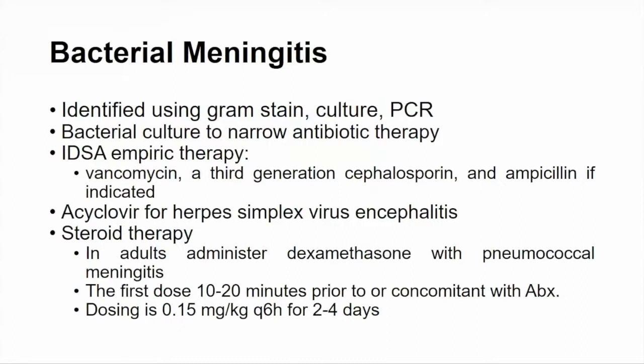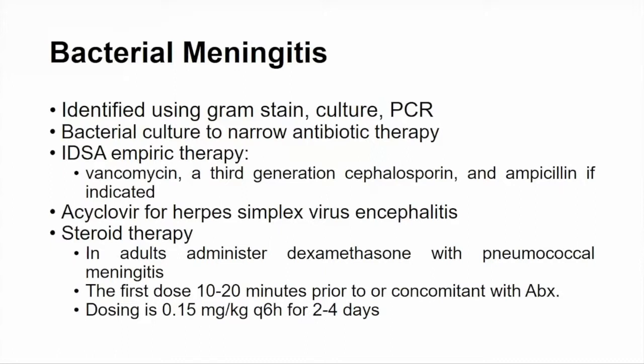The Infectious Diseases Society recommends for empiric therapy vancomycin, a third-generation cephalosporin, and ampicillin if indicated. That's usually indicated for people who are immune suppressed or individuals over the age of 50. If you suspect herpes simplex, you should initiate acyclovir immediately and wait for PCR to confirm or not confirm the infection. And then steroid therapy has become more common.